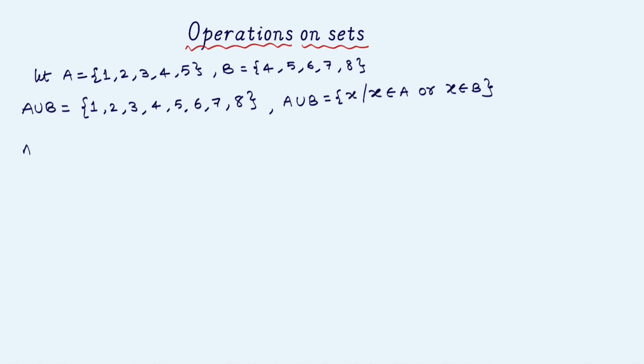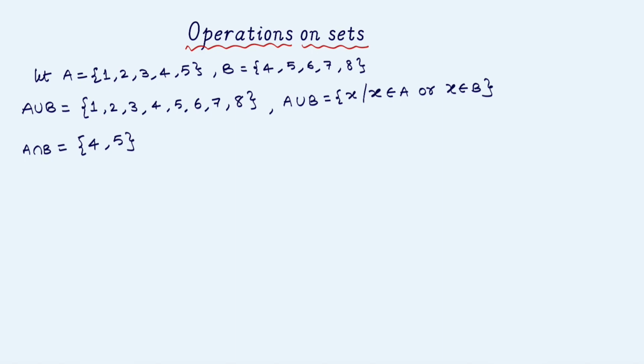Now let us see what is A intersection B. Intersection means it is a set of common elements of A and B. So we have to find out what are the common elements in both the sets. You can see here 4 is there in both the sets as well as 5 is also there in both sets. So 4 and 5 are common elements. So in this set A intersection B, what elements we have to write? Common elements, that is 4 comma 5, because in the above two sets common elements are 4 comma 5.